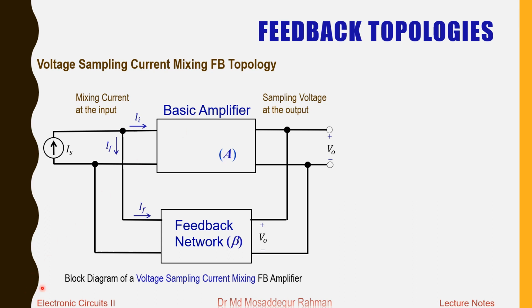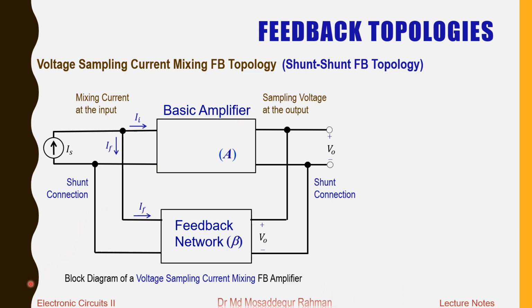At the output side, the connection is a shunt connection because it is sampling the voltage, and at the input side it is also a shunt connection because it is mixing the current. At this node the two currents are mixed, and the difference goes into the basic amplifier. So both at the input and at the output side, this feedback topology has a shunt connection, and we also call it the shunt feedback topology.